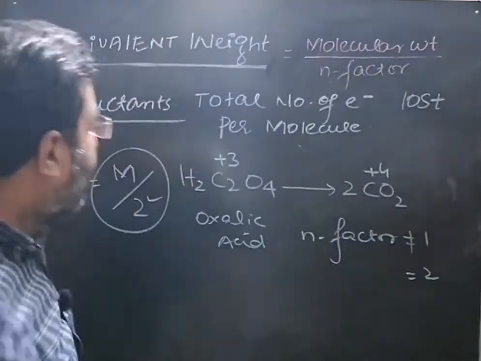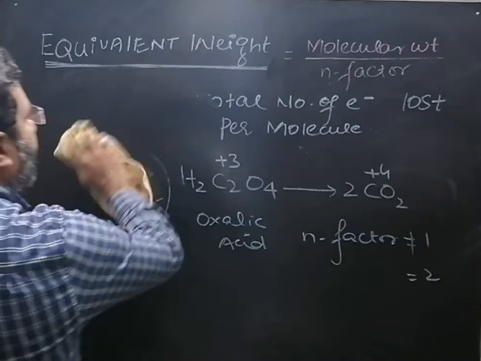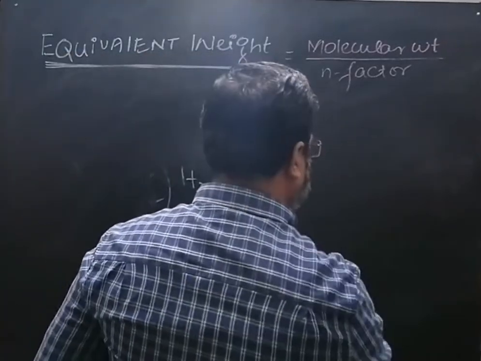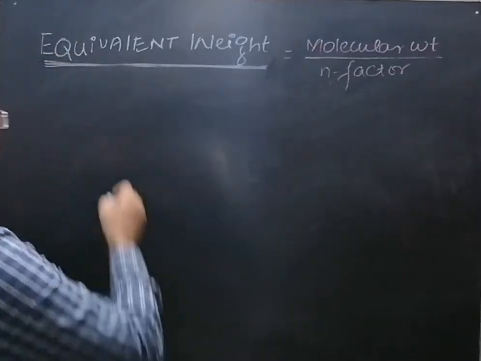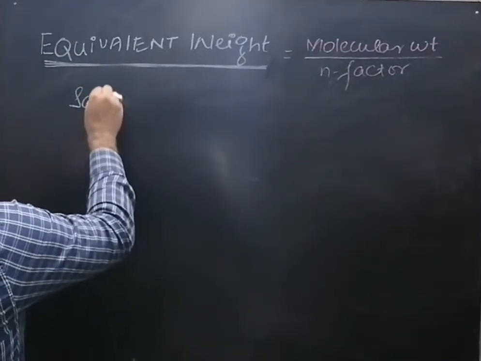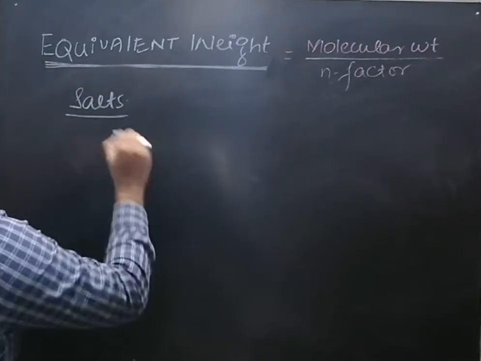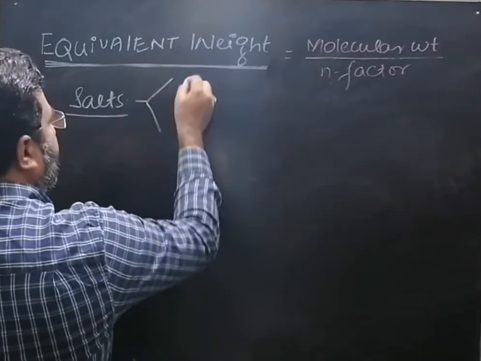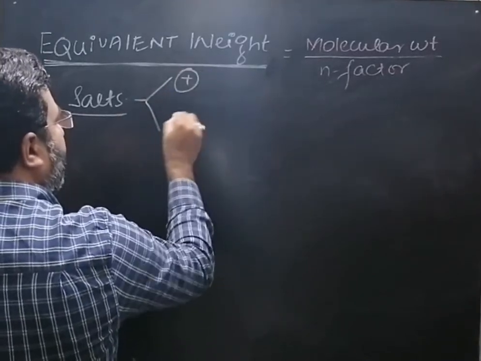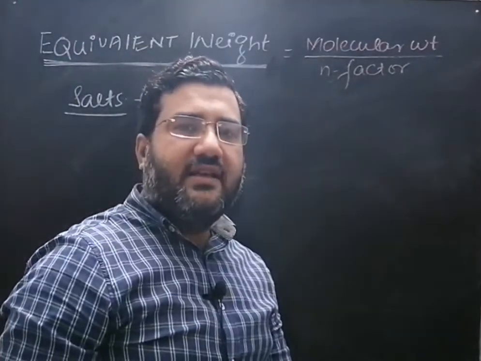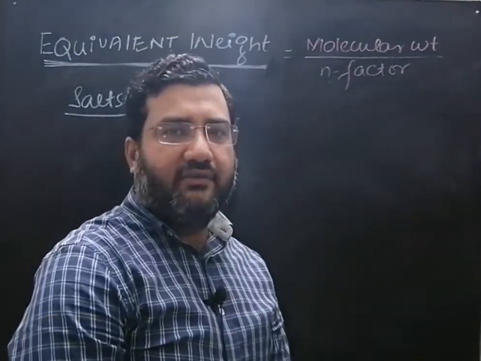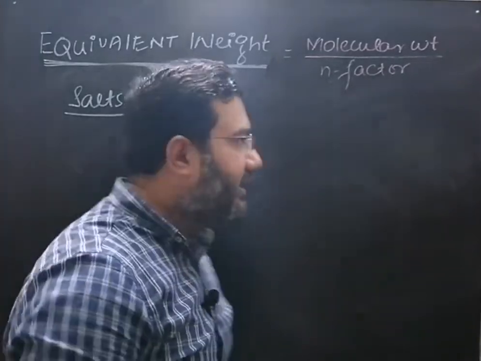Now the last category is how we can find the equivalent weight of salts. You know that a salt is any species that consists of a cation and an anion. What is the way to find the equivalent weight of a salt? There are 2 ways, listen very carefully.